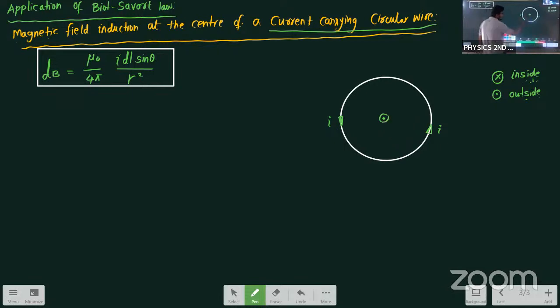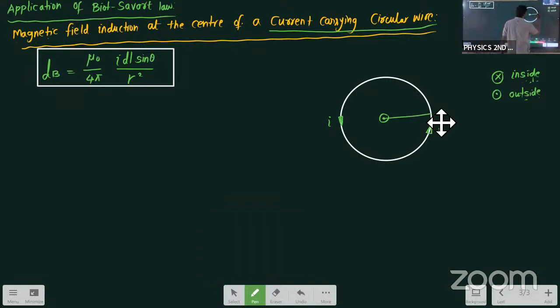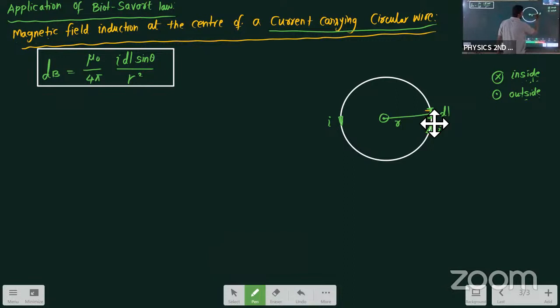So now we are supposed to determine the magnetic field at this particular center of the circular current carrying wire, due to a small length element, dl. I am considering a small length element dl here, and this is the position vector r. Now, what is the angle between position vector r and dl? The angle between them is 90 degrees.